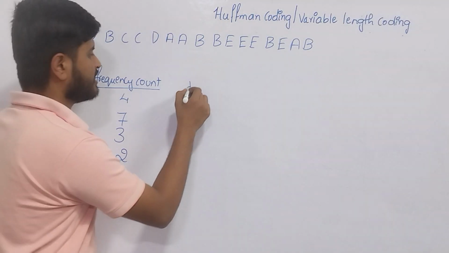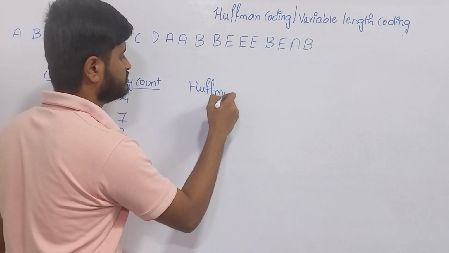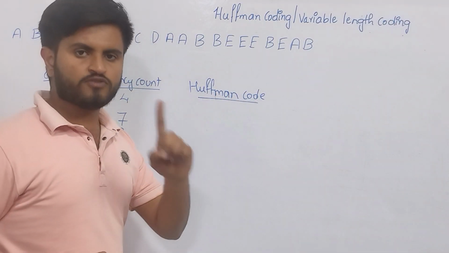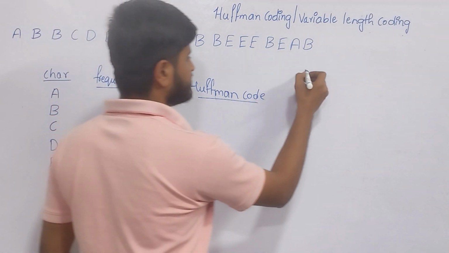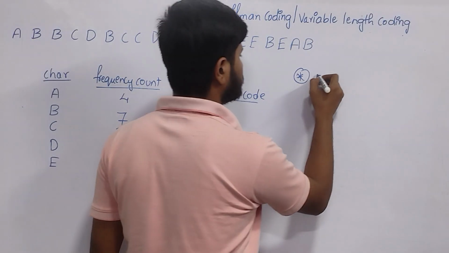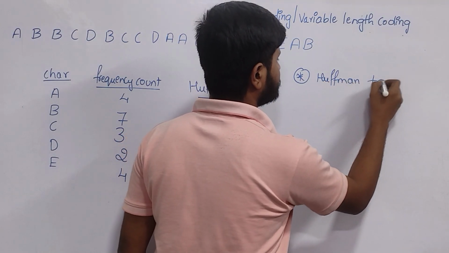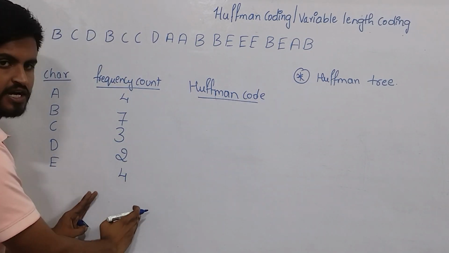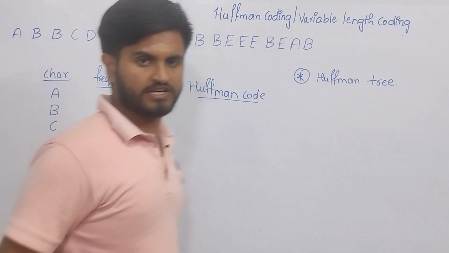So here let's write the Huffman code. To write this Huffman code, first we must design the Huffman tree. So let's design the Huffman tree, then let's write the Huffman coding for each and every character. Now what I must do is see the frequency count and arrange the characters in the increasing order of their frequency count.